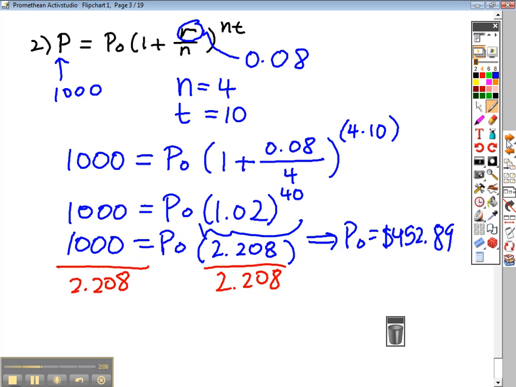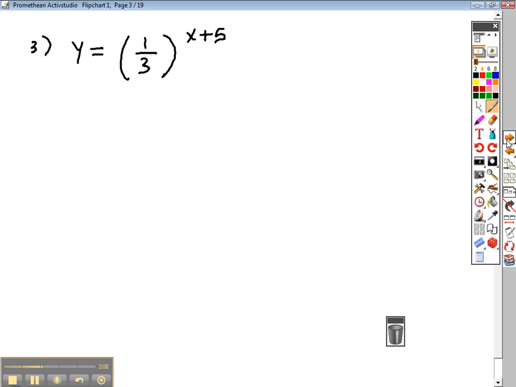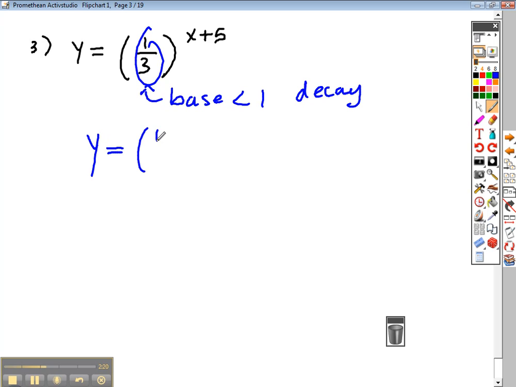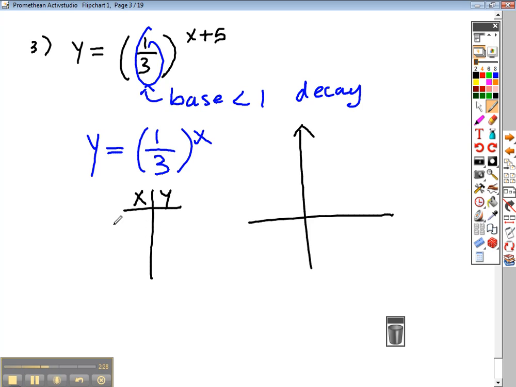Let's look at problem number 3, which asks you to graph this. Now, the main point I put this in there is I wanted you to recognize that the base was less than 1, so it's going to be decay. If you're not sure, what I would suggest is graph y equals 1/3 to the x, and then we're going to just shift it over. So if I graph that, I can plot a table of values, x, y. I'll just go with -1, 0, 1, and 2. 0, if I plug in, is always 1.